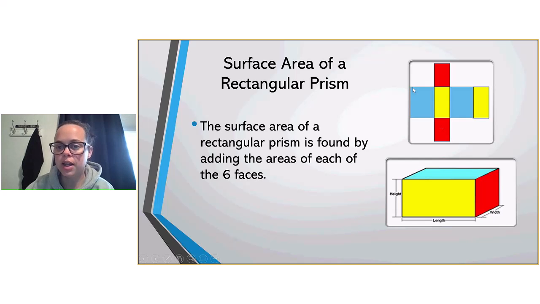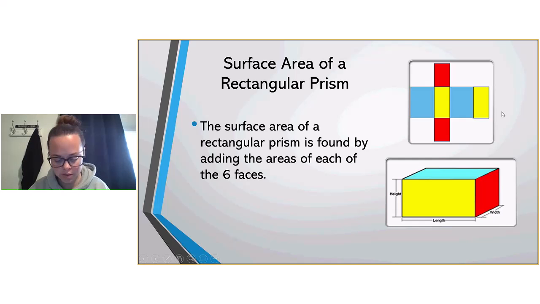And so we can calculate the area of each of these rectangles if we then know the dimensions. Remember that to find the area of a rectangle, we multiply the length times the width. And so that's what you're going to see, and that's what we're going to do today. There are 6 of them, so you would calculate all 6 pieces and then add them together.